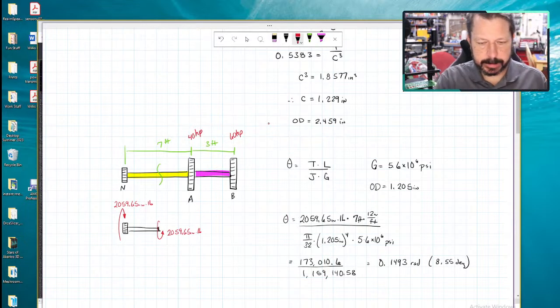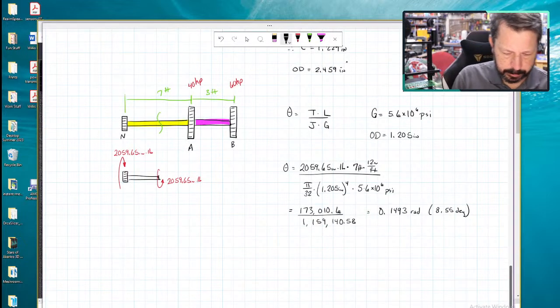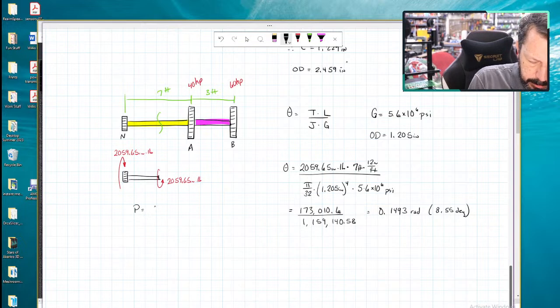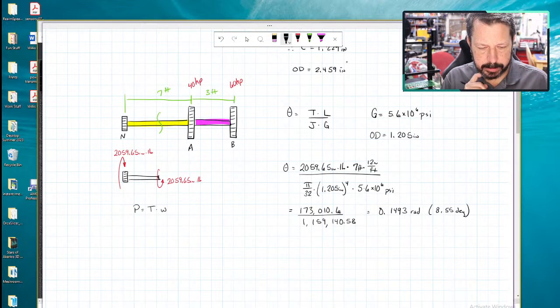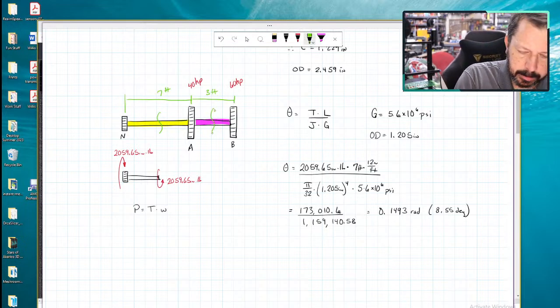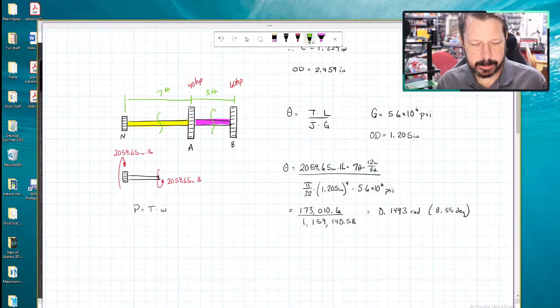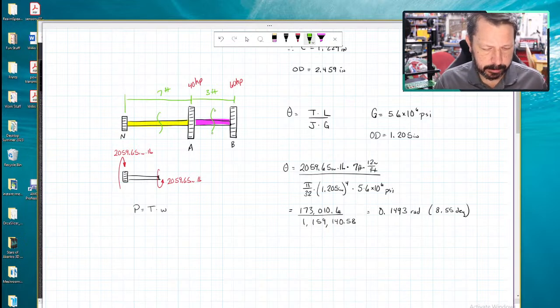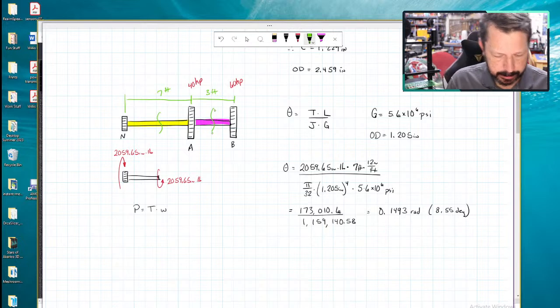Okay, so let's do power equals torque times omega, and let's just do the 60 horsepower because that'll be how much torque is having to be delivered in the magenta section. So basically I'm going to cut it open here, and we could do the 40, I guess, and subtract. We could do that either way. Maybe we'll do that. That might make more sense.